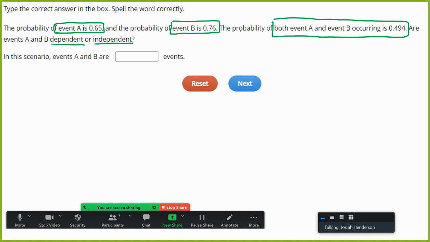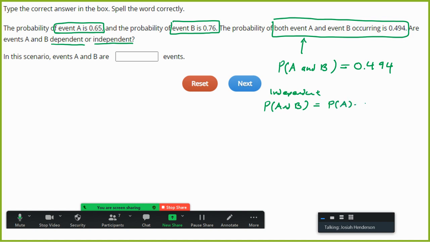So using our formulas, they are telling us here that the probability of A and B, event A and B occurring together, is 0.494. Now, we have two different formulas available. This one is for independent: these are the two separate probabilities multiplied together. So probability of A times probability of B. Our last couple examples have all used this one.